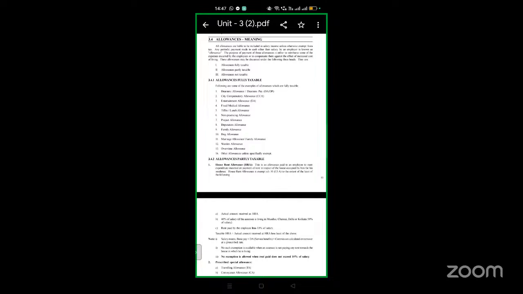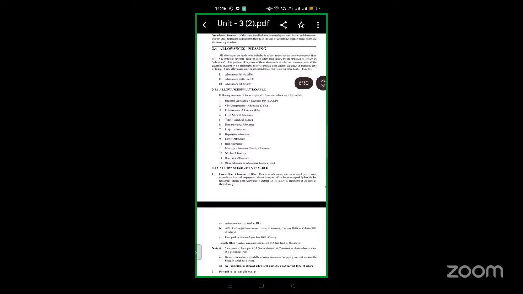Under fully taxable allowances, we have around 14, but now this has changed. Allowances fully taxable are now 20 actually. The material is old and shows 14, but now we have 20. If you look here, we have project allowance, deputation allowance, family allowance, warden allowance, marriage allowance, overtime allowance, entertainment allowance, fixed medical allowance. So this all comes under fully taxable allowances.